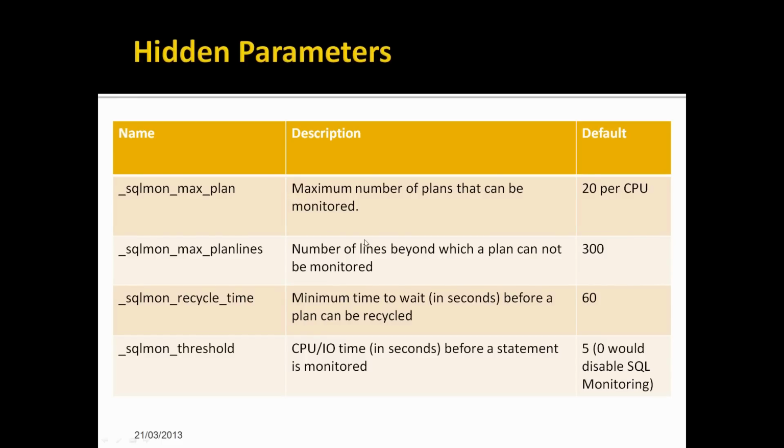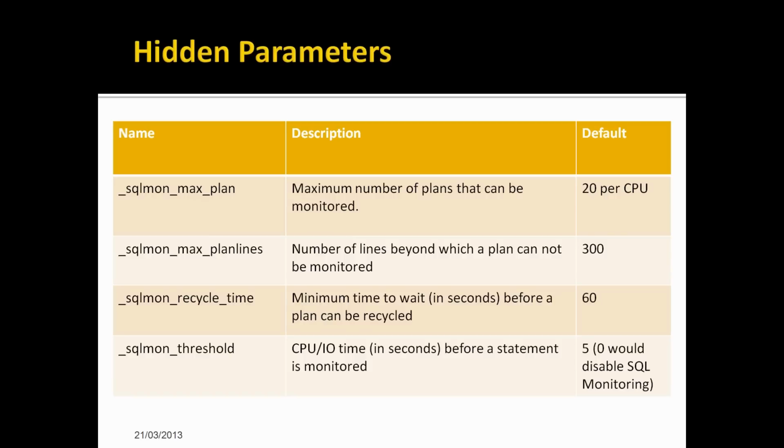So probably the main parameter which causes people problems is this underscore SQL Mon max plan. And bear in mind, this is a hidden parameter, so technically you really shouldn't be setting it without Oracle support's help. But essentially that says that for each CPU on your system, according to CPU count, you can only retain 20 SQL Mon plans in memory. So for example, on an 8 CPU server, once you go over 160 statements, based on the rules that I talked about earlier, then you're going to start losing them.